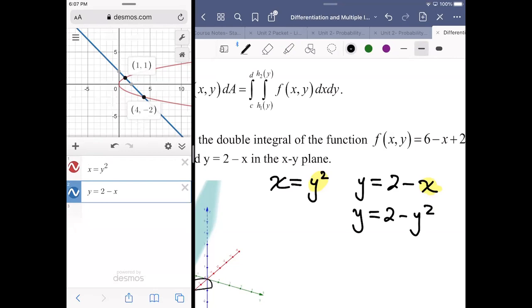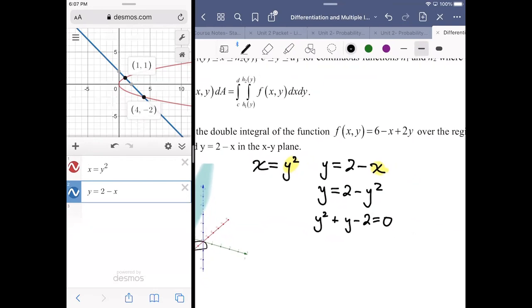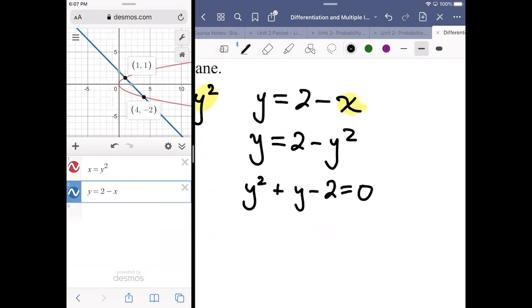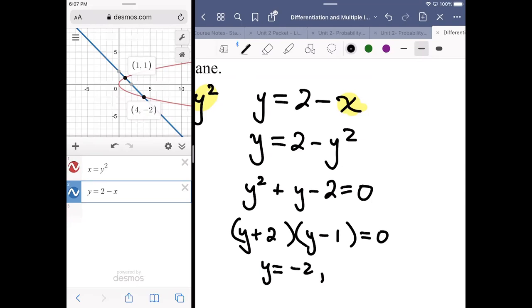I'm operating under the assumption that somebody in this room likes doing algebra. So y squared plus y minus 2 equals 0. That factors as y plus 2 times y minus 1, and so you get y equals -2 and y equals 1, which is exemplified in those coordinates.